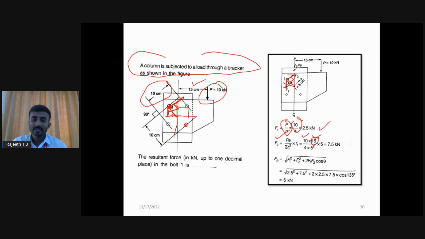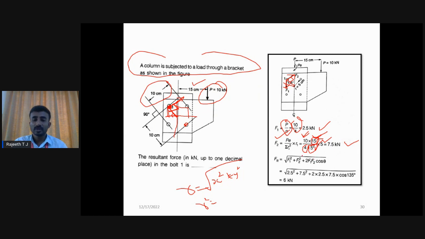Here P is 10 kilonewton, E is 15 centimeter, and the number of bolts is 4. The value of Ra square will be x square plus y square. So r square equals x square plus y square, that is 5 square plus 5 square. That's why they directly wrote 5 square, since there are 4 bolts. Then r equals the square root of that. Here x is 5, y is also 5, therefore r is also 5, therefore F2 is 7.5 kilonewton.